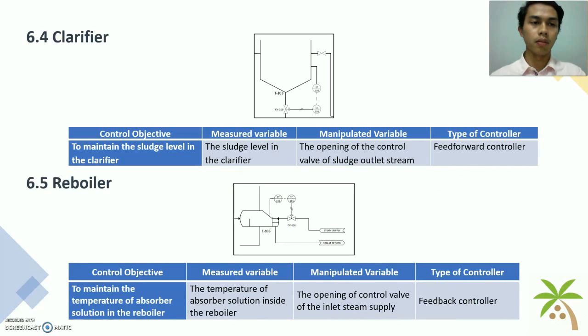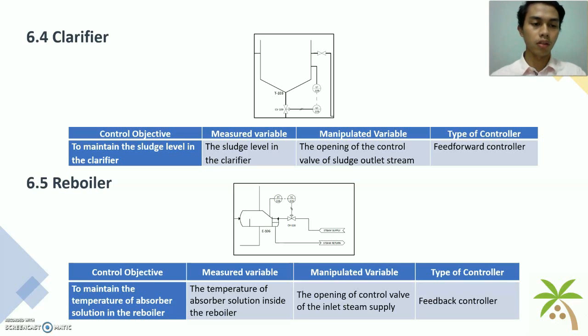The next one is minor equipment, which is the clarifier. The control objective is to maintain the sludge level in the clarifier, and the manipulated variable is the opening of the control valve of the sludge outlet stream, and the type of controller used is a feed-forward controller.